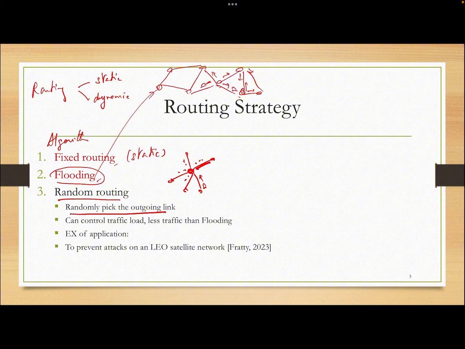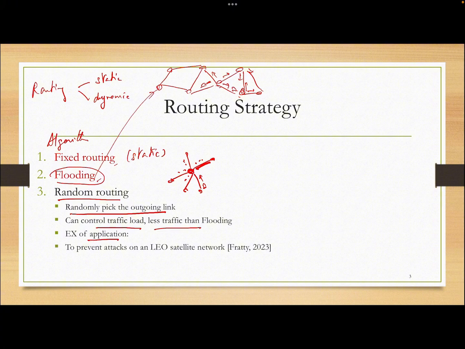But we also have an application for flooding, which is emergency. Anyway, it will be in another clip. So we have a lot of load for flooding. But for random routing, you can control the traffic load. You have less traffic than flooding, because you just randomly pick the route.